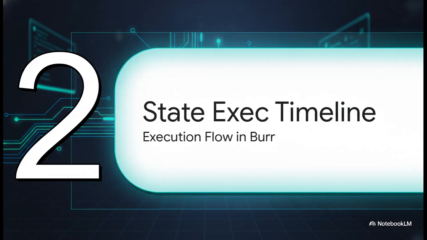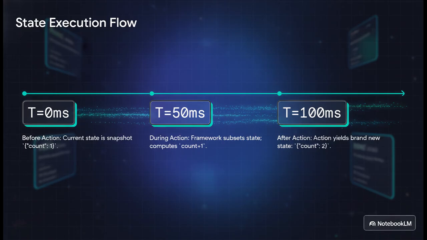Moving on to Section 2, the state execution timeline. Let's actually visualize this isolated processing window. Before an action even starts, at t = 0 milliseconds, your current state is a fixed snapshot, like count = 1. During the action, at t = 50 milliseconds, the framework subsets the state, handing the action only what it declared it needs to read. The action computes count + 1. Then, boom, at t = 100 milliseconds, the action yields a completely new state snapshot, count = 2. It's a clean, discrete jump from one immutable snapshot to the next.